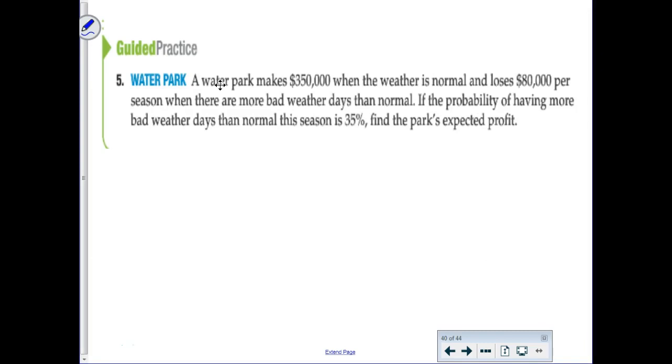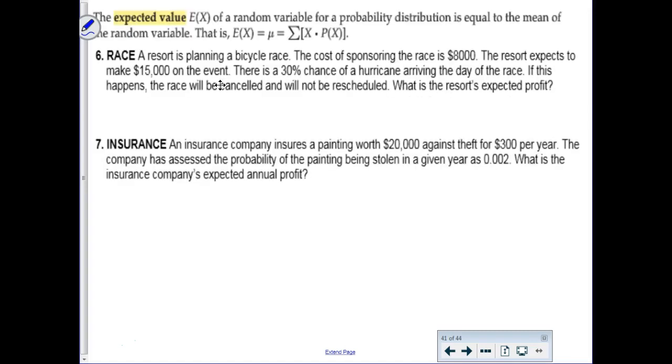Okay, so let's take a look at some examples that are on your paper. Let's look at that race question. So the resort is going to plan a bicycle race. And the cost of sponsoring the race is $8,000. The resort expects to make $15,000 on the event. But you're in some place where a hurricane is possible. So there's a 30% chance that a hurricane will arrive the day of the race. And if this happens, the race is just canceled and they still have to pay this cost right here. So they have to pay this regardless.